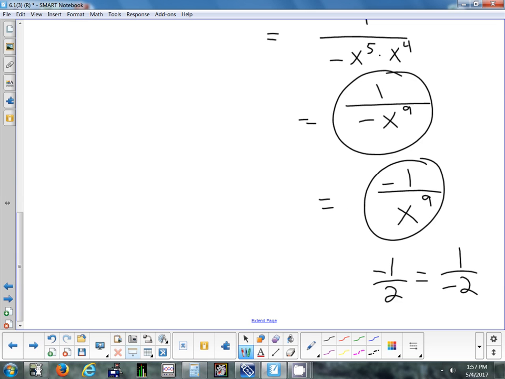Okay, because same base, you add exponents. So guys, the base is really the same, and we could put an imaginary 1 there, and that would make these two things separate, right? The base is still the same, x, x.